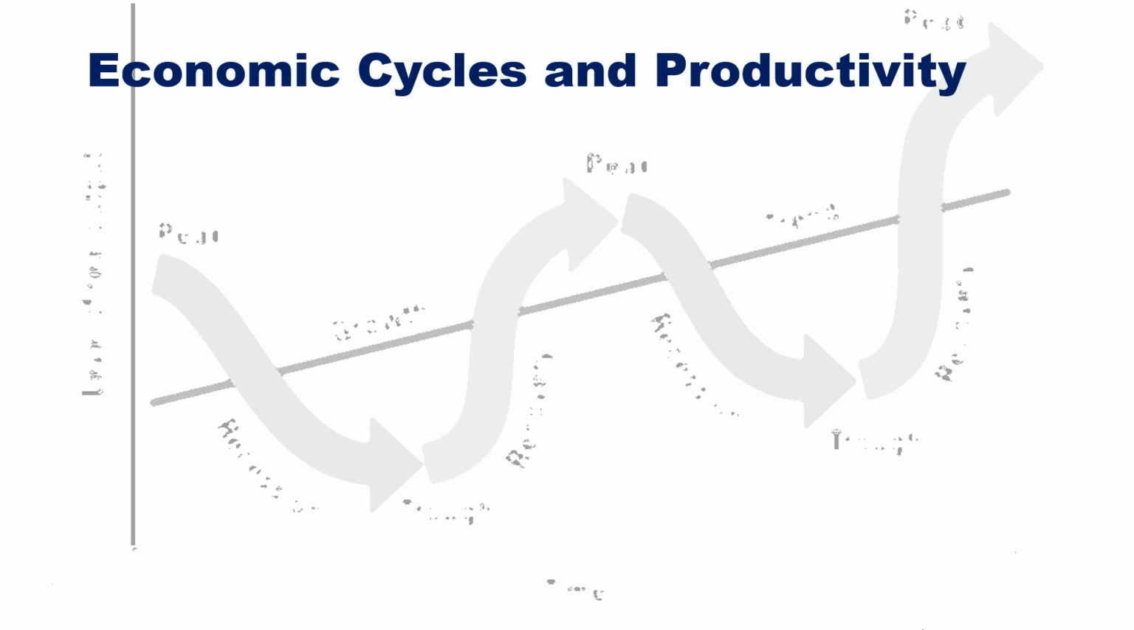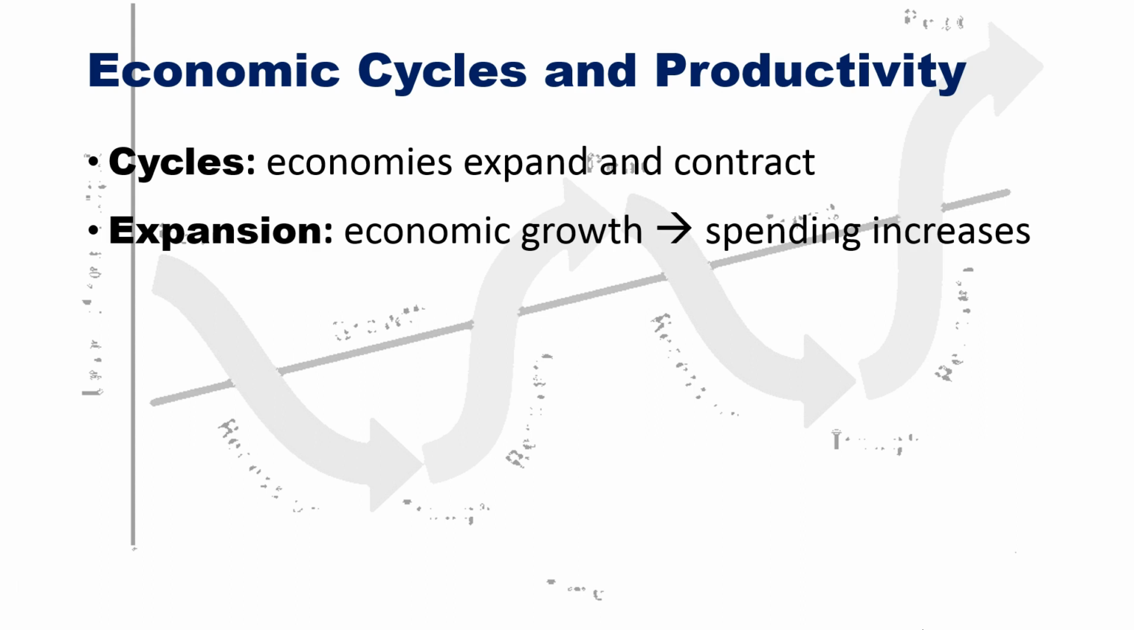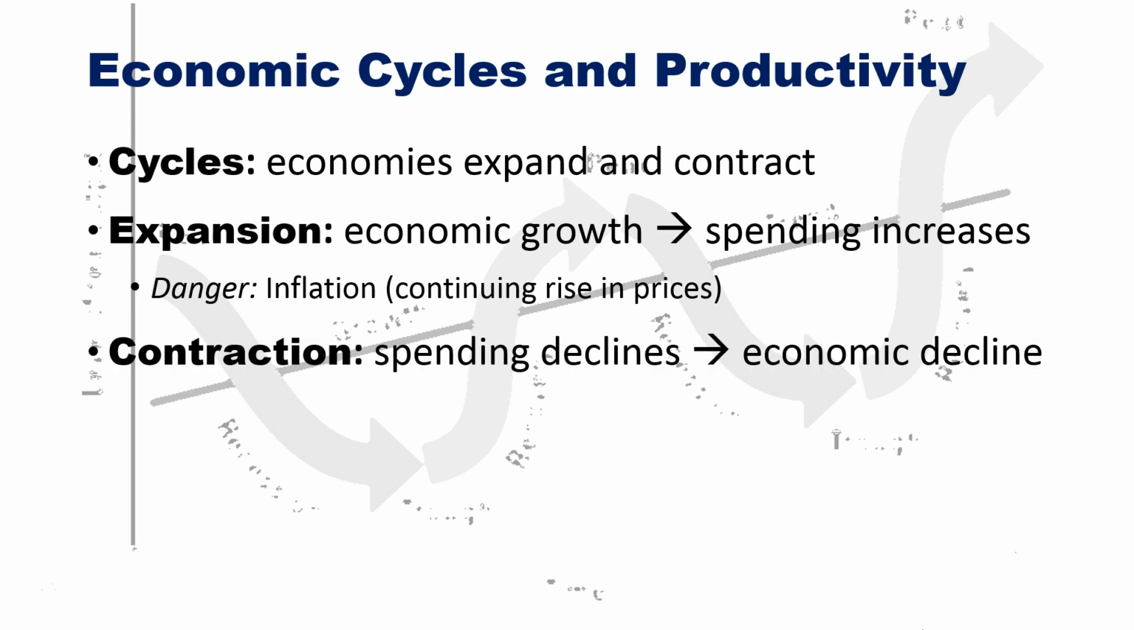All right, so then there's economic cycles and productivity. In the business world, it's highly accepted that there are cycles, that economies expand and contract. A period of expansion is a period of economic growth where people spend more and more. But the danger for any kind of expansion, if it expands too fast, is inflation, a continuing rise in prices.